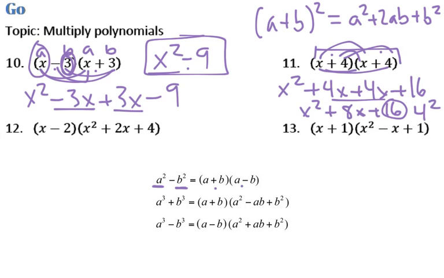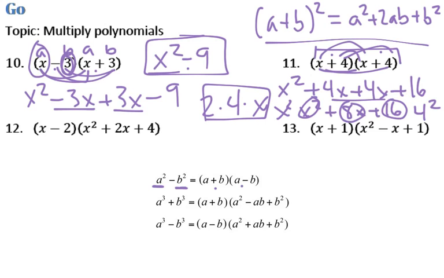16 is 4 squared, x squared is x squared, 8x is 2 times 4 times x. So it fits that middle piece. So there is another special pattern there that you can use sometimes as well. Okay, now let's take a look at 12. Does 12 look like any of these? I believe it looks like that one. So a would be x, b would be negative 2.